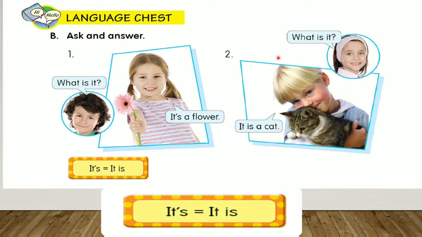And in picture 2, we still see 2 kids, a little girl and a little boy. This time round, the girl asks the boy, "What is it?" And the boy is holding something. What is the boy holding? Correct. He's holding a cat. So he responds by saying, "It is a cat." What is it? It is a cat.